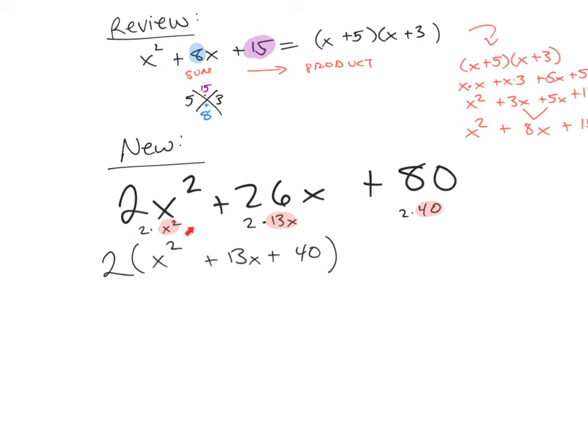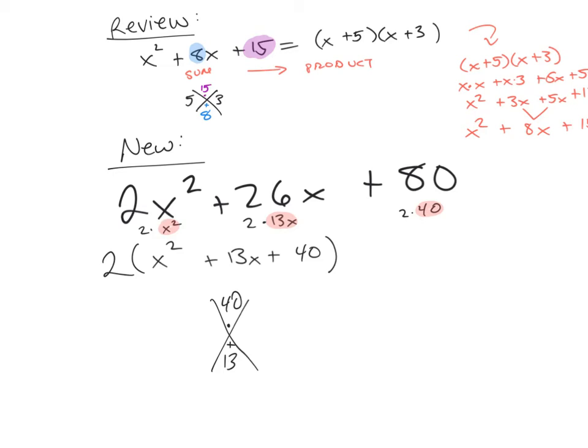And now that I've factored out a common factor from all three terms, I might ask myself, can I factor more? And if I can factor more, it's going to be an x game. And the x game is going to be a question: what adds and multiplies? The 13 is the number that we add to, and the 40 is the number that we multiply to. So we need to think of two numbers that add to 13 and multiply to 40.